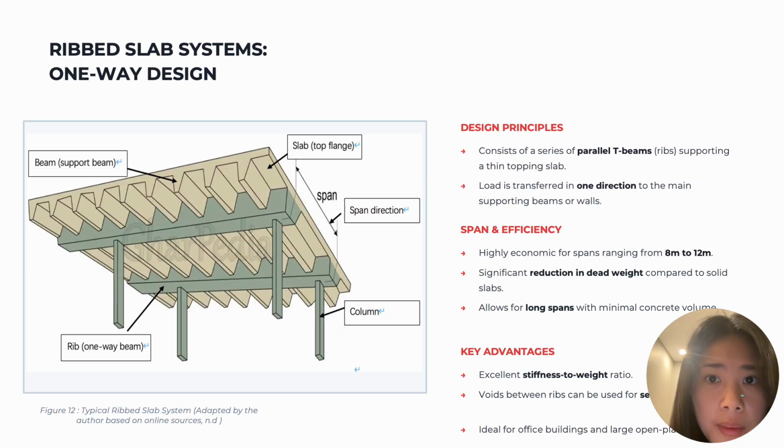This is the ribbed slab system. It consists of parallel ribs that act as beams. The load is transferred in one direction to the supporting beams or columns. The thin slab on top distributes the load to the ribs. This system allows longer spans and reduces material use. However, it is less flexible than two-way systems like waffle slabs, so the ribbed slab is efficient for one-way span structures.